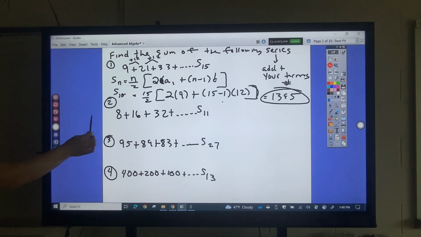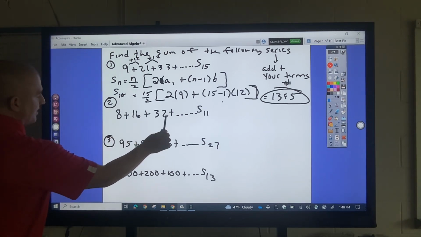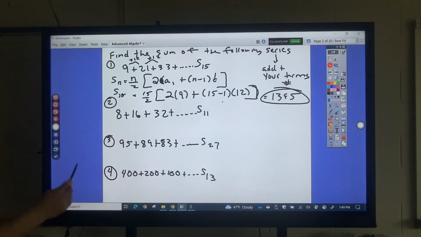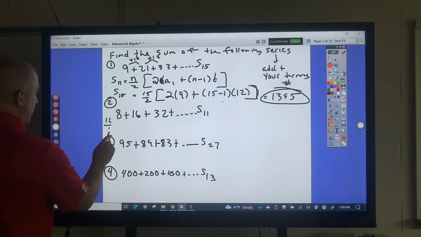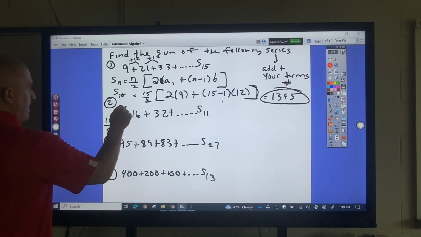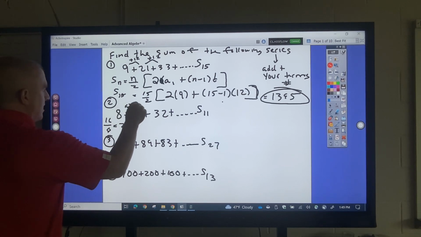Now the difference here is 8. The difference here is 16, so that means it's not arithmetic. It has potential to be geometric. So 16 divided by 8 would be 2. So 8 times 2 is 16, times 2 is 32.